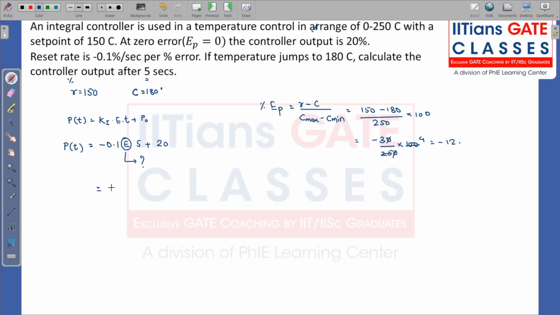Plug this over here. So minus 0.1 into minus 12, minus minus becomes plus, into 5, plus 20. 12 into 5 is 60, and 60 into 0.1 is 6. So this comes out to be 26%. We make a jump from 20% to 26%. So my answer is 26%. Very simple question.